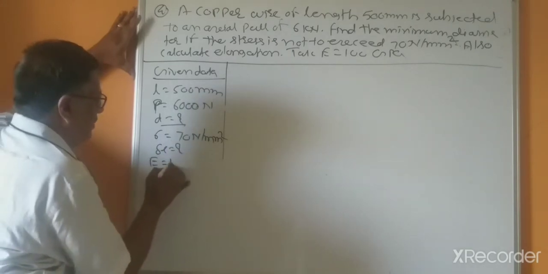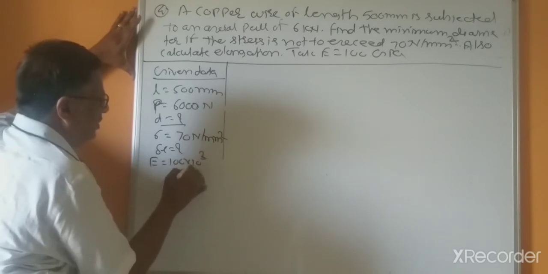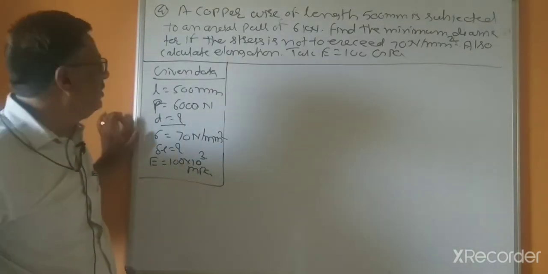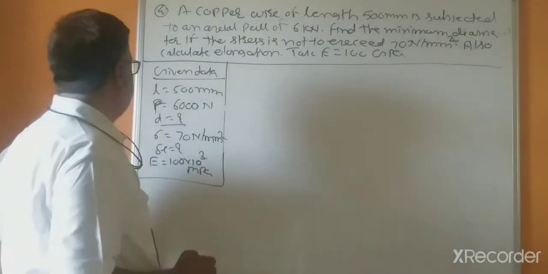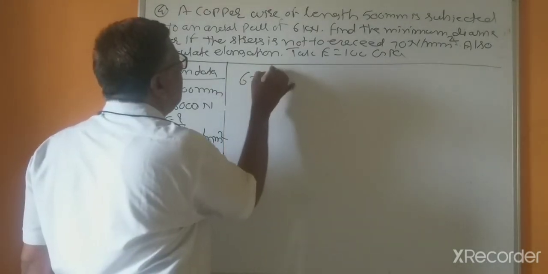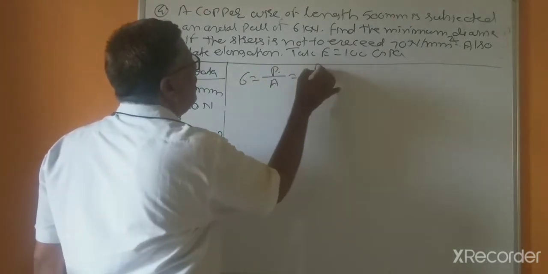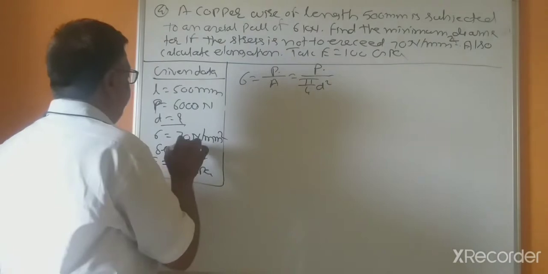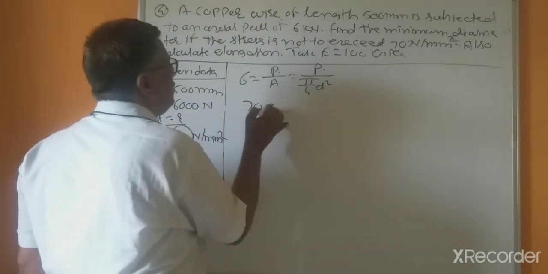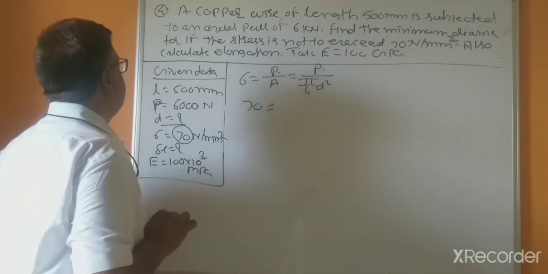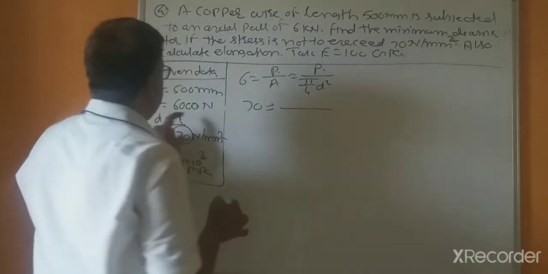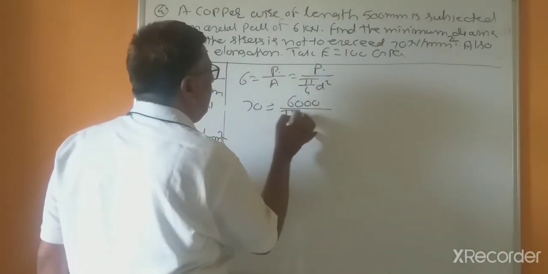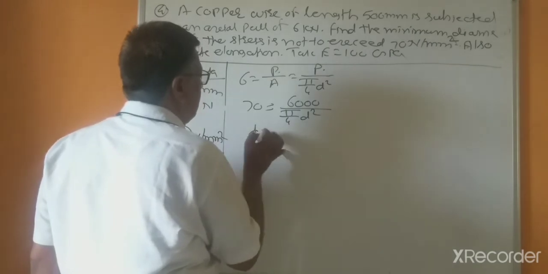E equal to 100 into 10 to the power 3. This is megapascal. Right? Now, as you know, stress equal to, what is the formula? P divided by A. So P divided by pi by 4 d squared, and this stress is given 70. So that's why we can put 70 here. P equal to 6000 given, and this is pi by 4 d squared, or d equal to.